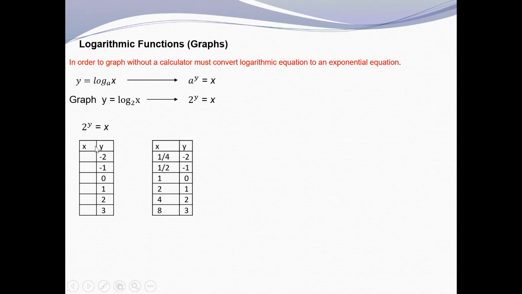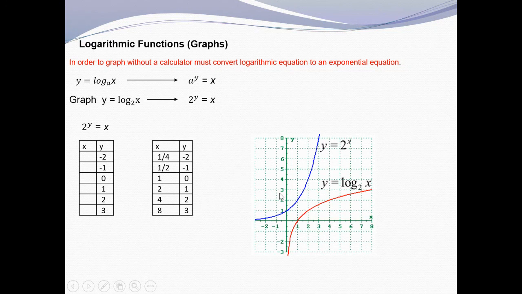Now we do the same thing as before. If we plug in -2, -2 will give us 1/4. If we plug in -1, 2 to the -1 is the same thing as 1 over 2 to the first power, which is equal to 1/2, and so forth.